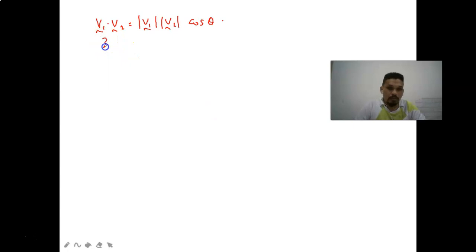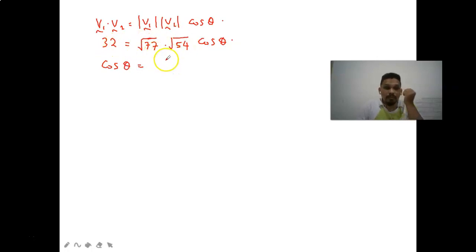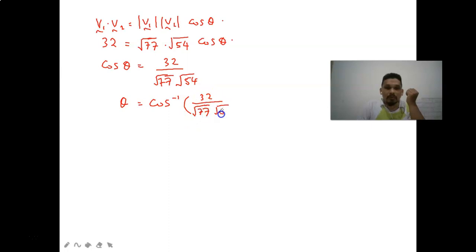So 32 is equal to the modulus of V1, the square root of 77, times the modulus of V2, the square root of 54, times cos theta. So cos theta equals 32 divided by the square root of 77 times the square root of 54. Then theta equals cos inverse of 32 divided by the square root of 77 times the square root of 54. Press the calculator, and it gives the answer 60.2 degrees.